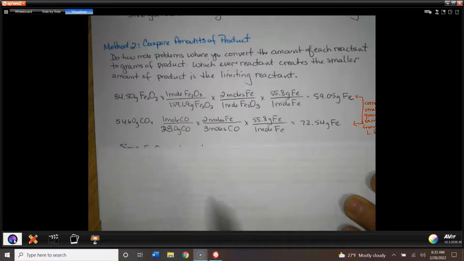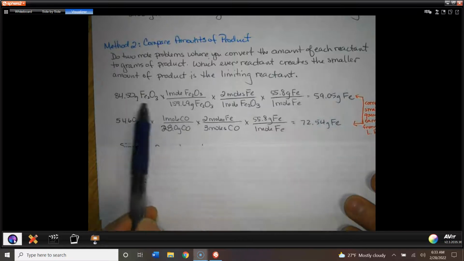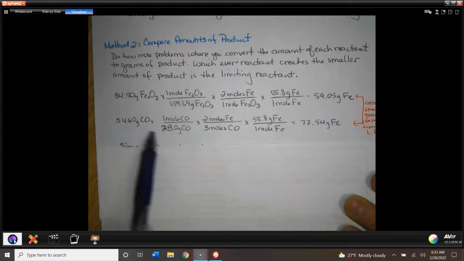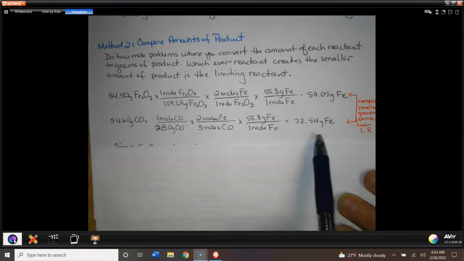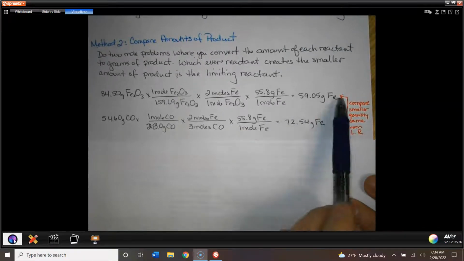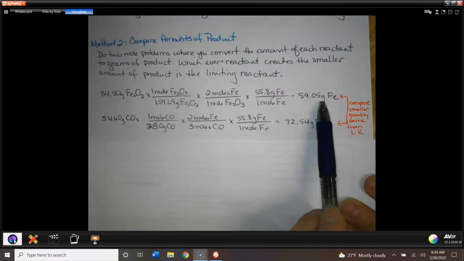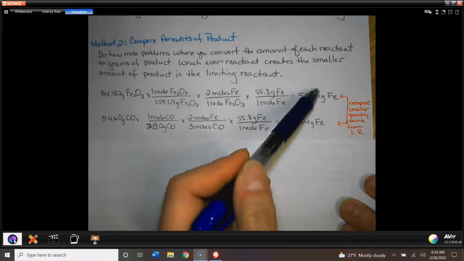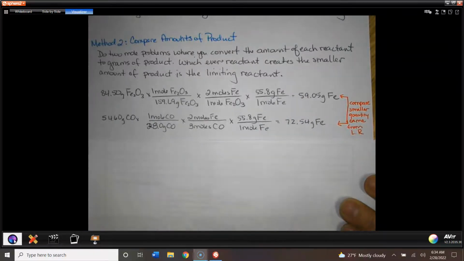Okay, so now I'm going to compare those. So the iron oxide can make 59 grams, but the carbon monoxide can actually make 72 grams. So iron oxide is going to run out first, because once 59 grams are made, iron oxide is gone. So the smaller quantity of product is coming from the limiting reactant, and so that's how I know what's limiting.